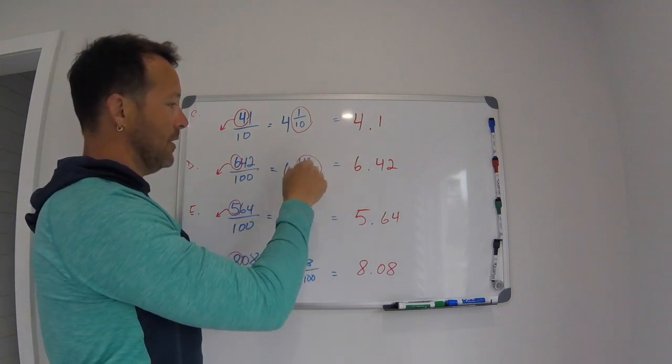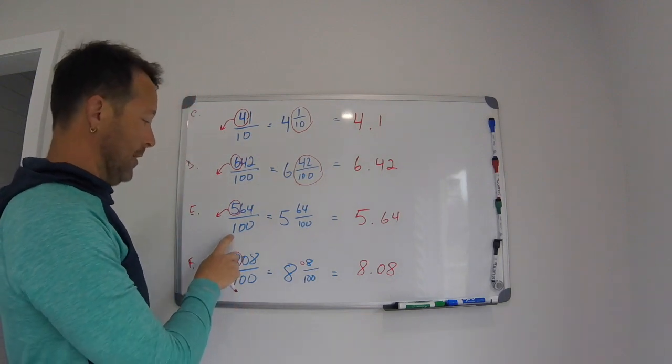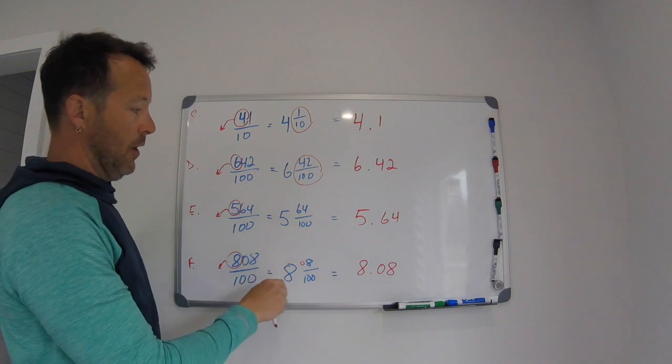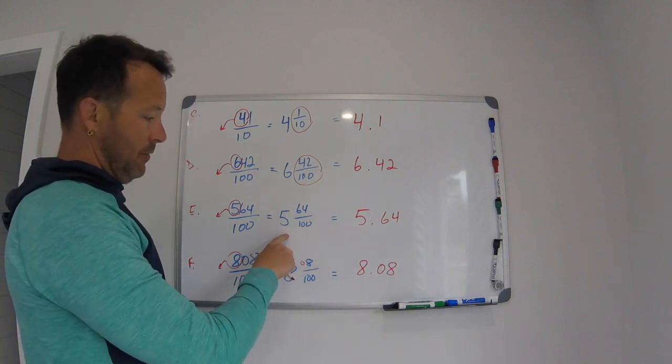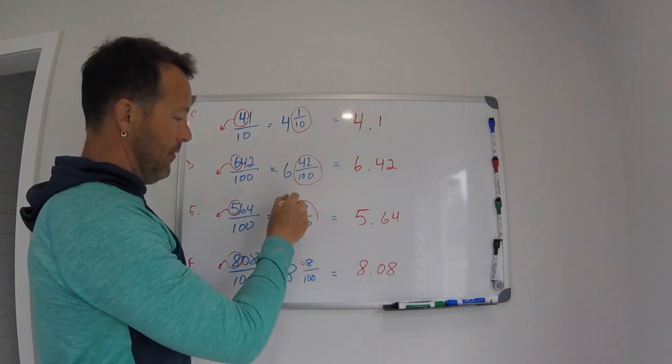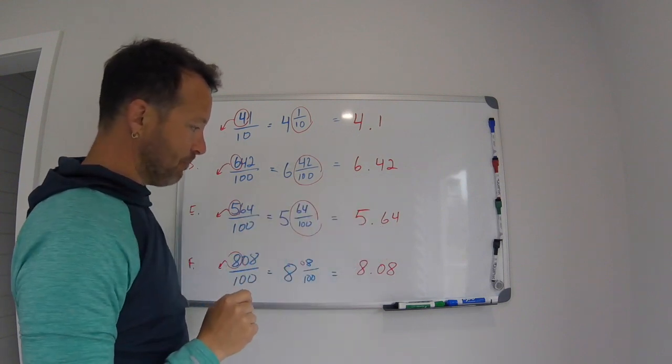So we're converting this into a decimal. Same thing here, take the 5 out, that becomes your whole number. You're left with 64 over 100, and 5 stays the same, okay? That's your whole number. You convert this to a decimal.